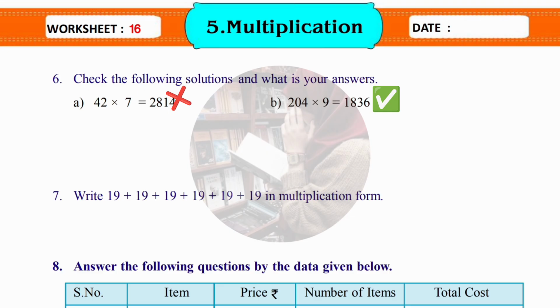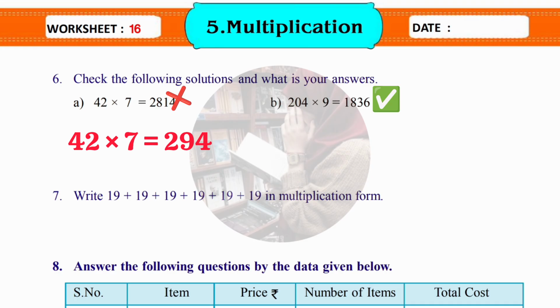So the first one is 42 multiplied by 7 equal to... if you multiply 42 with 7, you will get the answer as 294. Here the answer is given wrong, that's why put a cross mark and write down 42 multiplied by 7 equal to 294. Okay, let's see the second one, which is 204 multiplied by 9. Do the multiplication. 9 fours are 36, write 6, 3 carry forward. 9 zeros are 0, plus 3 is there, write down 3. 9 twos are 18. So 1836 is the correct one. That's why put a right mark. No need to write it down again.